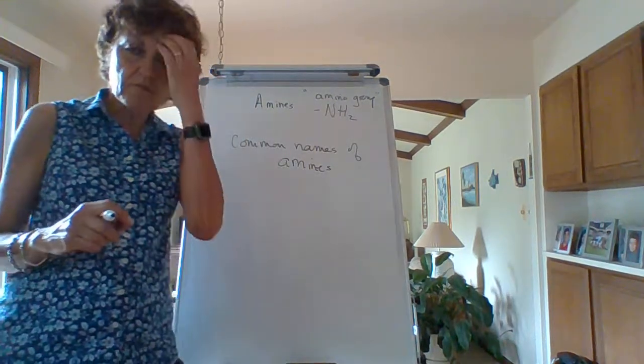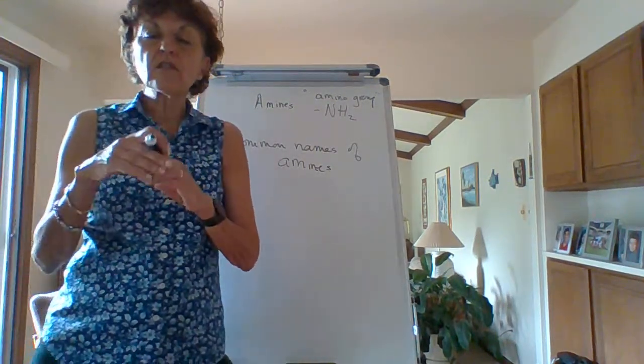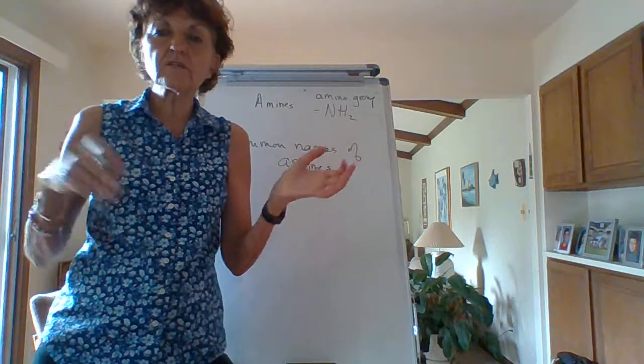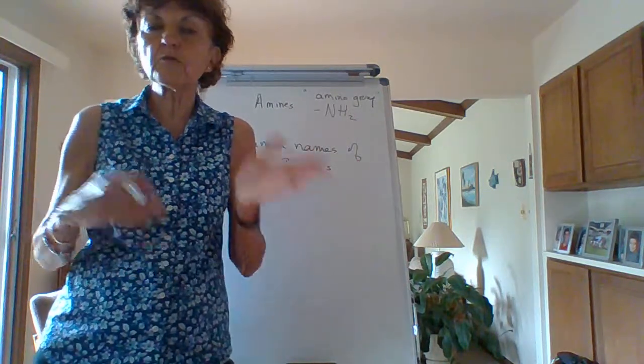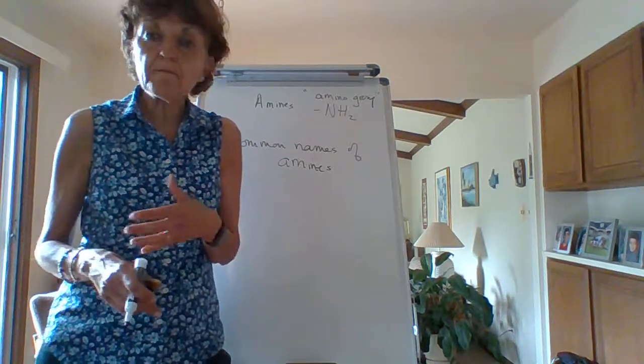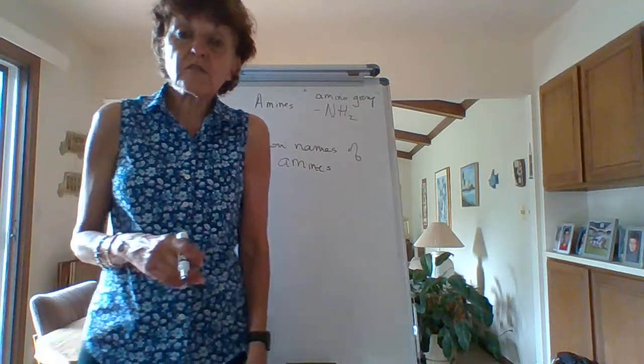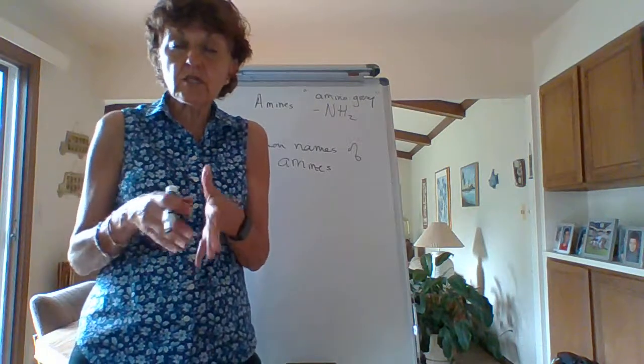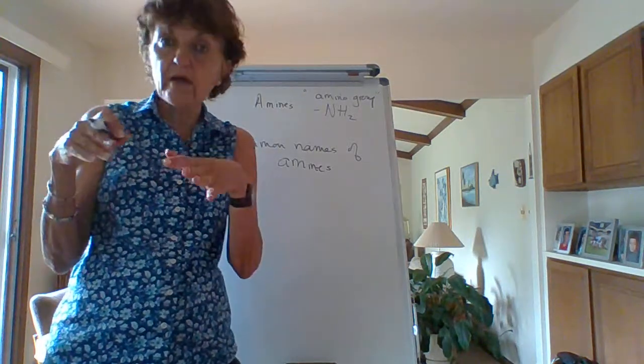Remember the common name for ethers? You had an oxygen in the middle, and then you had alkyl groups on either side, and you would alphabetize them, and it would be ethyl methyl ether, or dimethyl ether, stuff like that. Common names for the amines are the same way. You have the nitrogen, and then you just name the alkyl groups around the nitrogen.